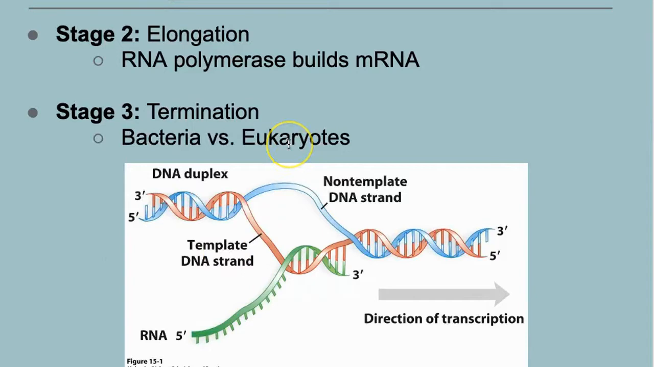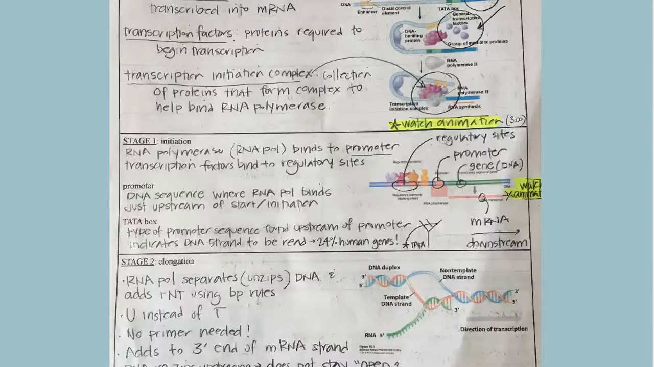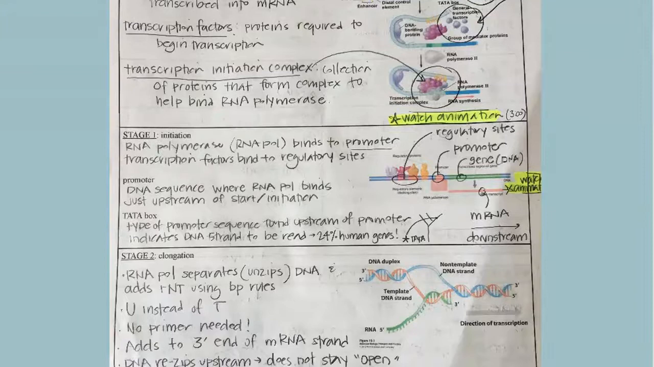In eukaryotic cells, it's more complex than that. There's a signaling process that is outside the scope of this class. So you can simply write in your notes that termination is just when the messenger RNA is released. You could say from the DNA. And in prokaryotic cells, we have this terminator sequence. In eukaryotes, it's just more complex. You could just say that.